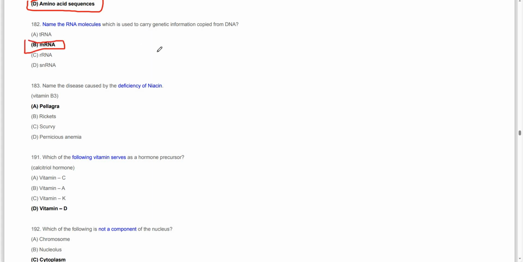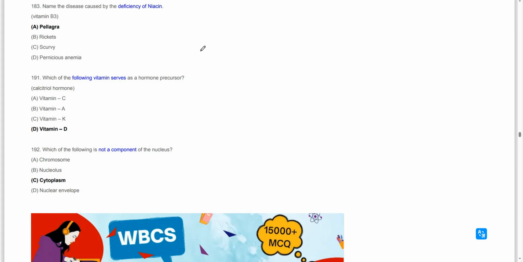mRNA is the one that is used. Name the RNA molecule which is used to carry genetic information copied from DNA. The answer would be mRNA. Moving on to the next question.